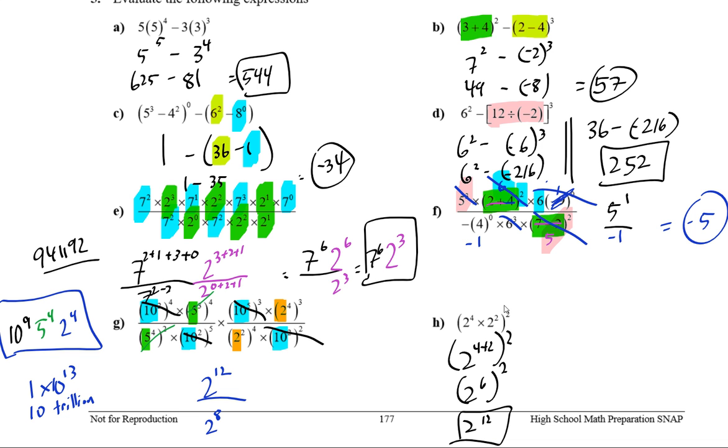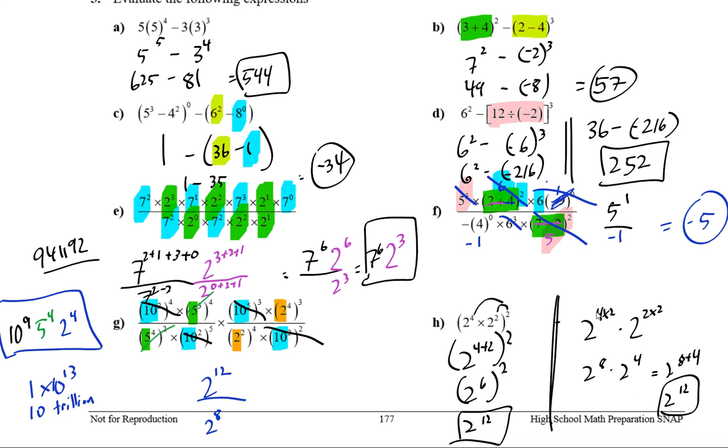The other way we can do this is to take that 2 and distribute it to the inside. So let's do it another way. So that's 2 to the 4 times 2 times 2 to the 2 times 2. That's 2 to the 8 times 2 to the 4, which is 2 to the 8 plus 4, which is still 2 to the 12. So we get the same answer either way. Okay, this was much longer than I wanted this page to be, but that's how long it took.